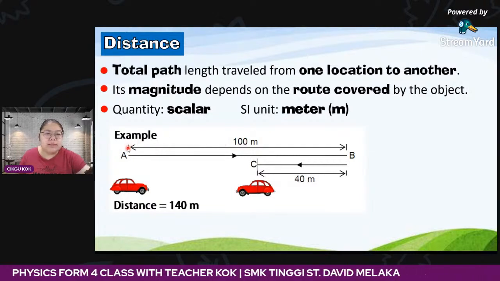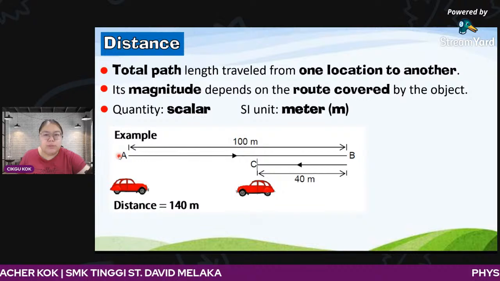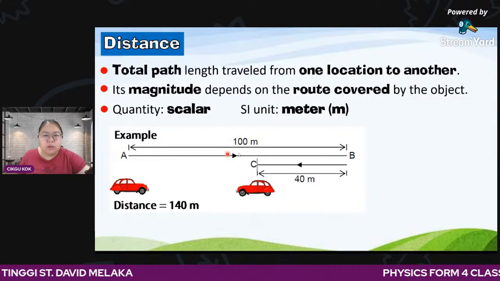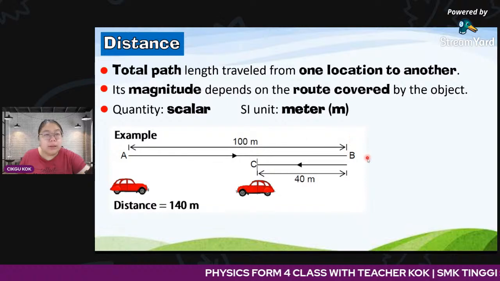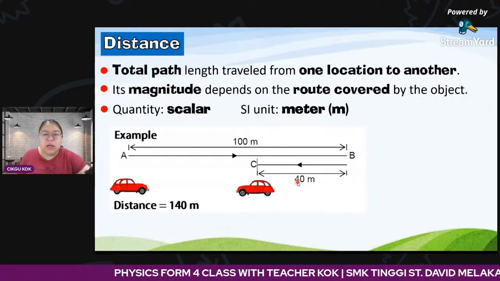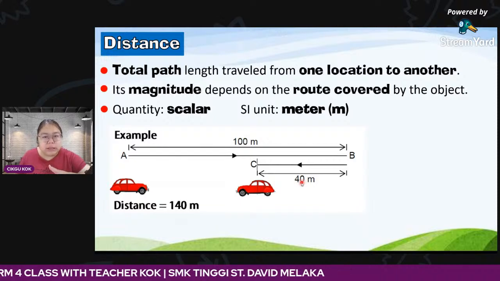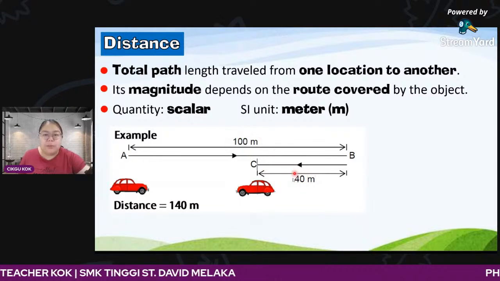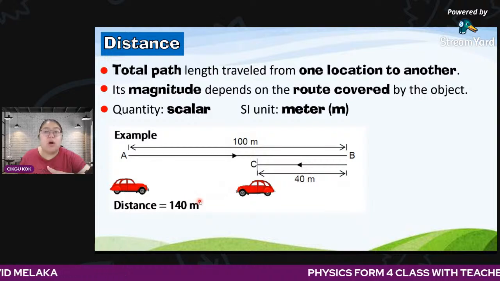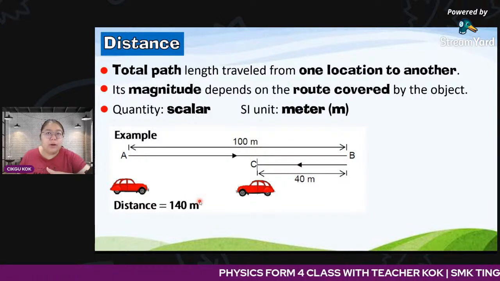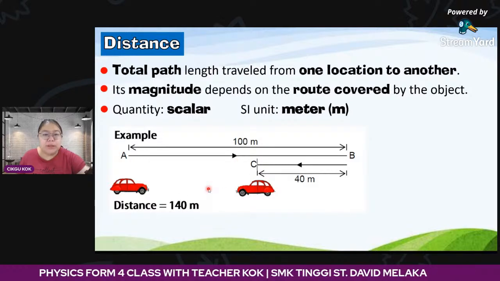Now you see the example here. For distance, the car is moving from A to B for 100 meters. After that, from B, it turns back and goes to C, which is 40 meters. If the question asks what is the distance, you just add 100 plus 40, which is 140 meters. So this is what we call distance. Any problem? I think no, right? Distance is just a simple thing.